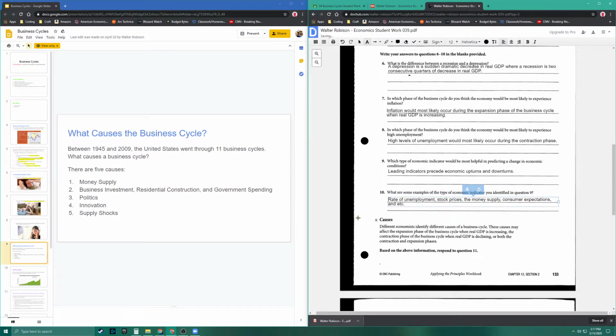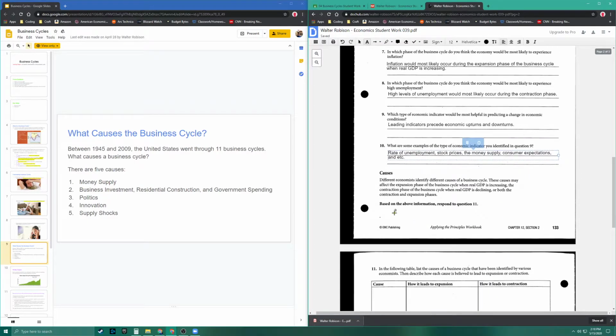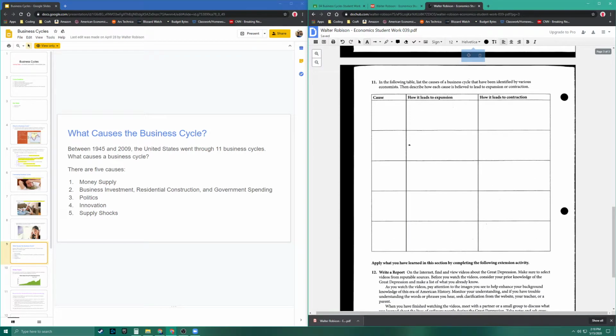All right, causes. Different economists identify different causes of a business cycle. These causes may affect the expansion phase of the business cycle when real GDP is increasing, the contraction phase when real GDP is declining, or both the contraction and expansion phases. Based on the above information, respond to question 11. So we're looking for causes. Here we have 5 causes, so we're going to put those in there.